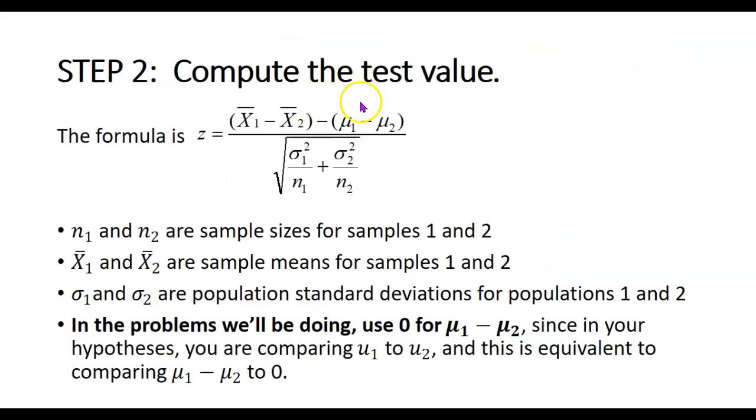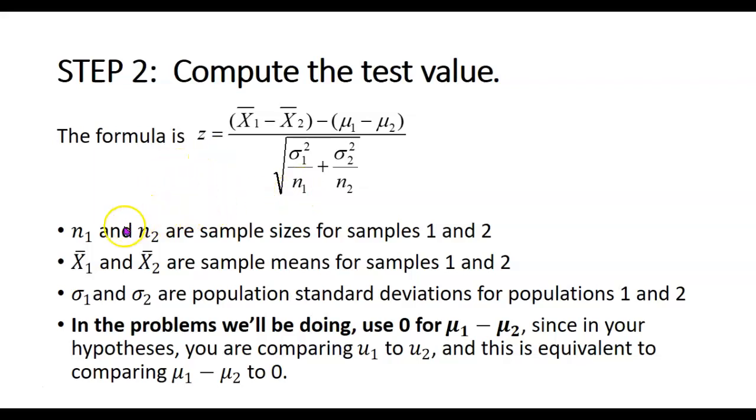So step 2, compute the test value. The formula for that looks like this. It's this big, sort of complicated looking formula involving two different x bars and two different mu's and two different sigmas and two different n's.